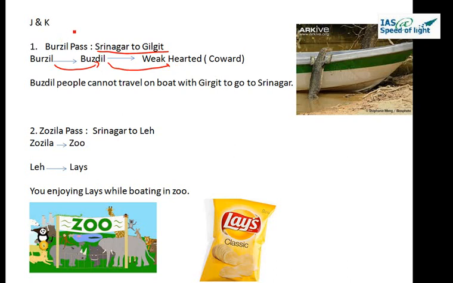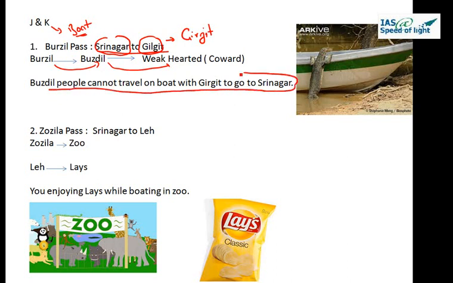Now we have to fix some images. First is Srinagar, then Gilgit. We already have an image of a Girgit, and for Jammu and Kashmir we have an image of a boat. So we will fix all these. Bujdil people cannot travel on a boat with a Girgit to go to Srinagar. It is not the work of cowardly people to travel with such big Girgits on a boat to reach Srinagar. So Bujdil or Burzil Pass connects Srinagar to Gilgit, in the state of Jammu and Kashmir.